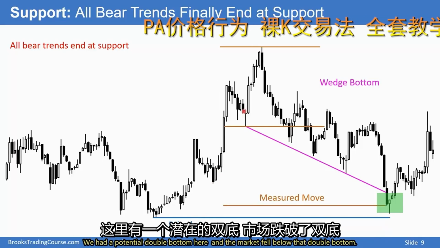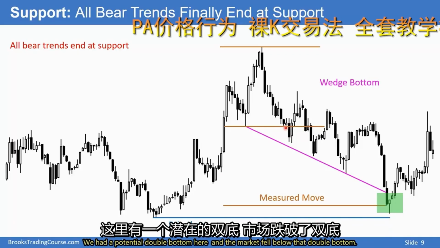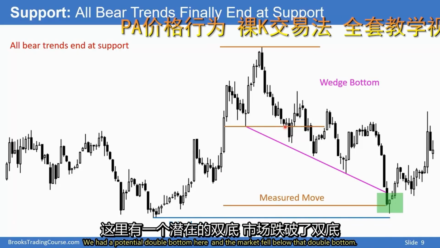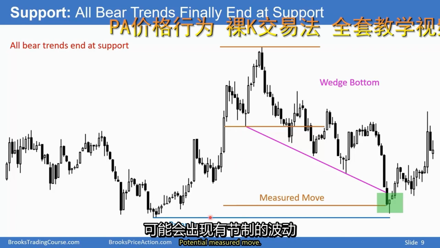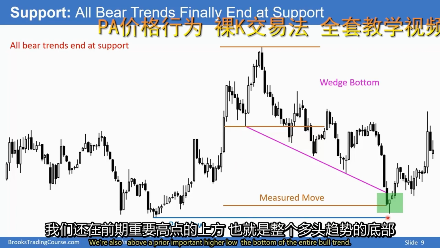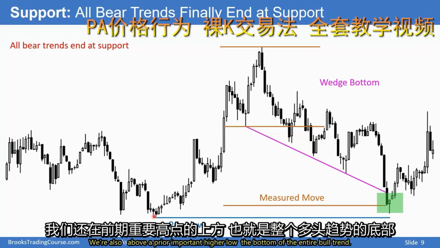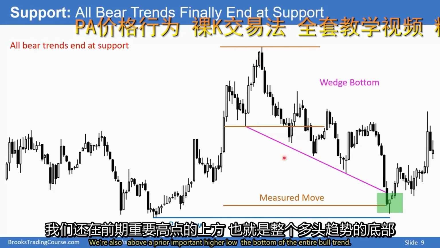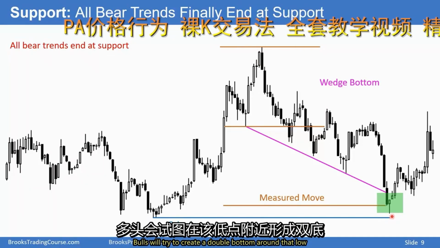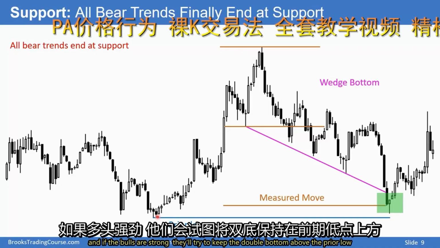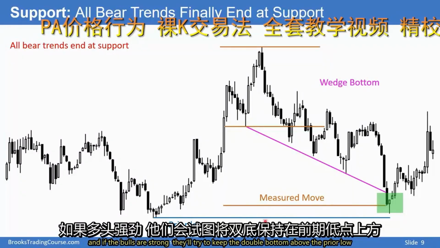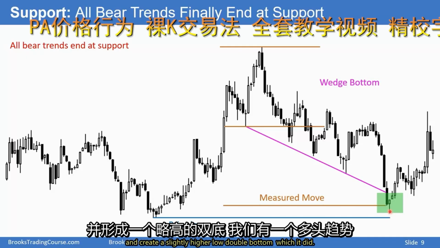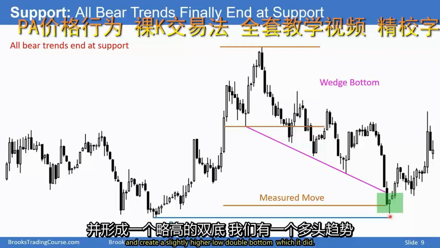We had a potential double bottom here, and the market fell below that double bottom. Potential measured move. We're also right above a prior important higher low, the bottom of the entire bull trend. Bulls will try to create a double bottom around that low, and if the bulls are strong, they'll try to keep the double bottom above the prior low and create a slightly higher low double bottom, which it did.